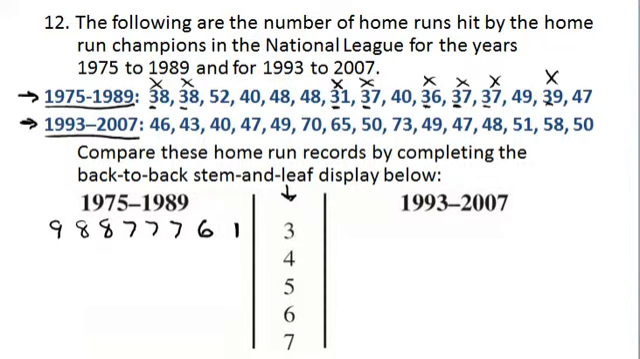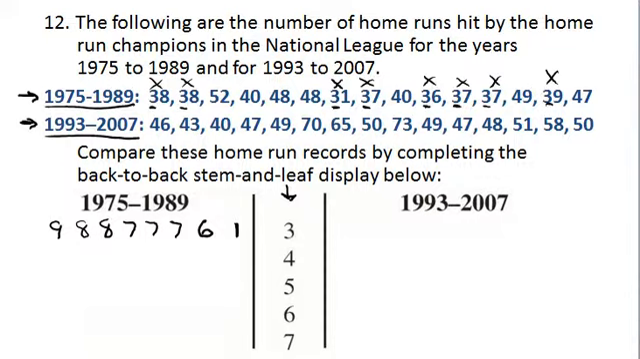Let's count and see. That's 1, 2, 3, 4, 5, 6, 7, 8. And go up here and count 1, 2, 3, 4, 5, 6, 7, 8. That looks good. Now let's do the 4s. And I'm just sticking with the 75 to 89 right now.